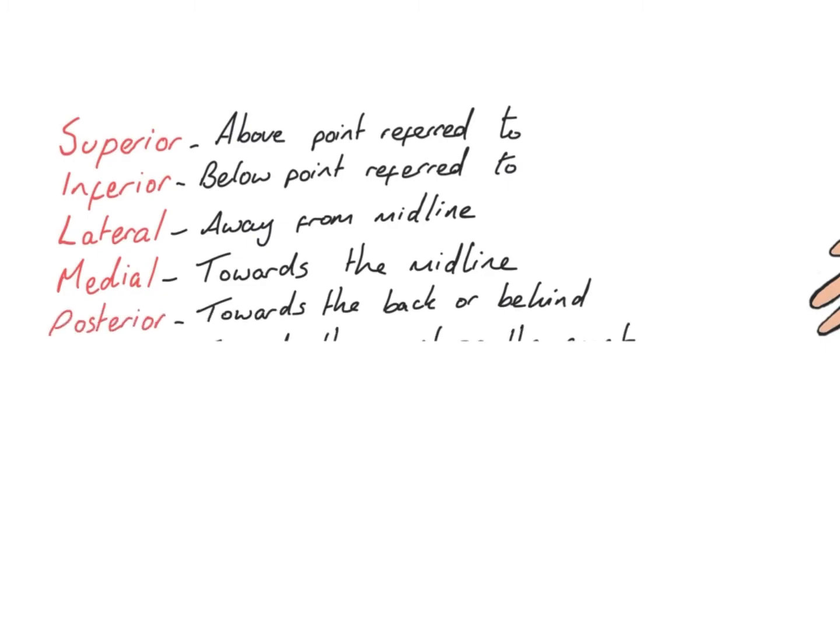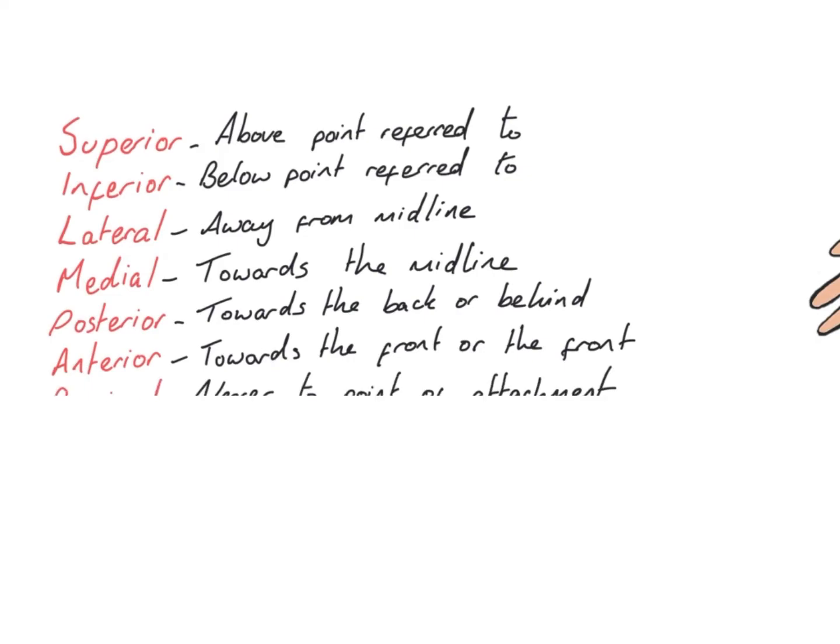We've then got posterior, which is towards the back or behind. So your back is your posterior side. But if we were trying to describe something that was moving towards your back, then we would describe it as posterior. We've then got the opposite of that, which is anterior, which is towards the front. So the anterior aspect of the chest, for example, would be describing the front of the chest.